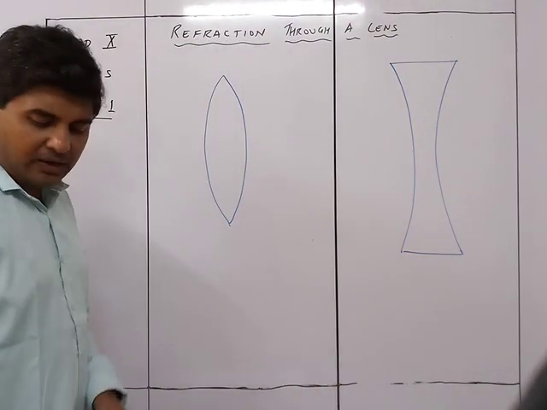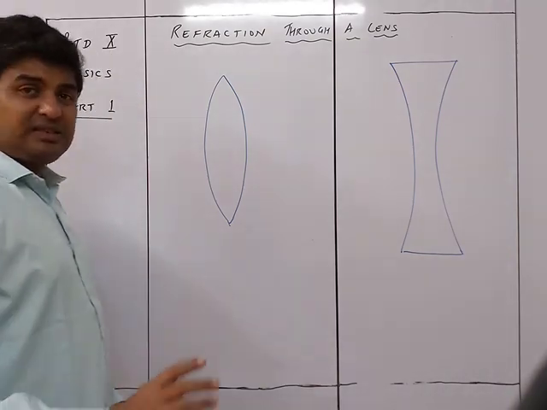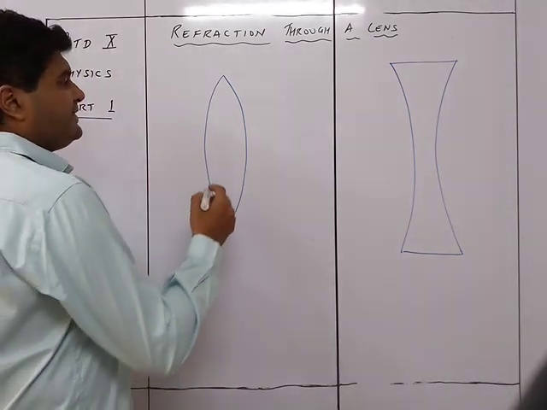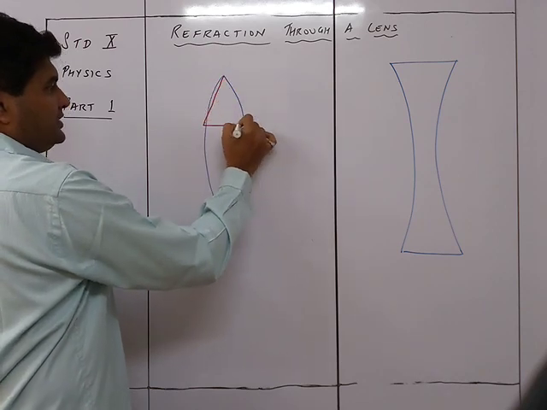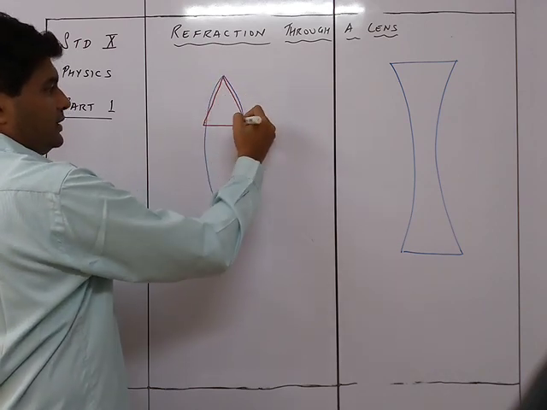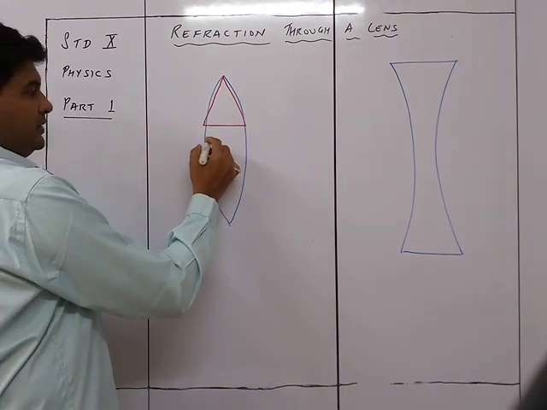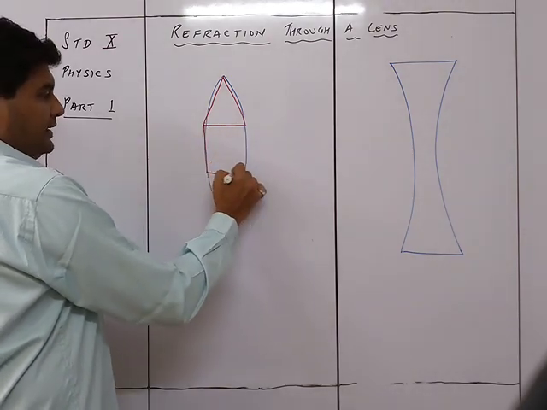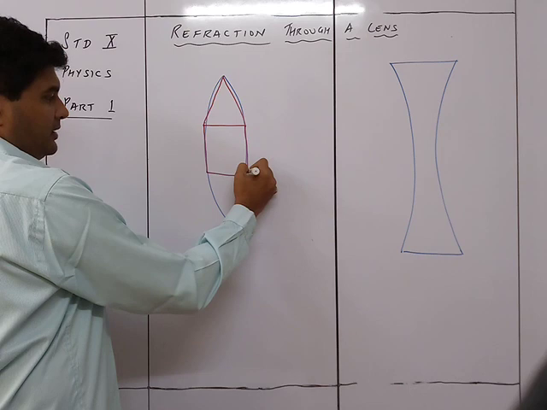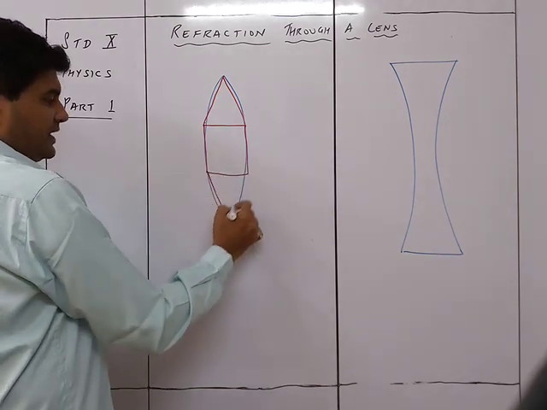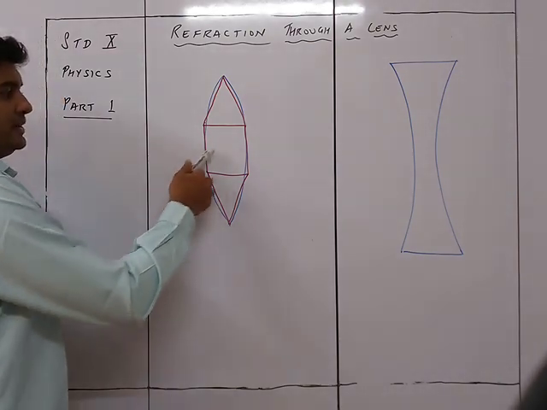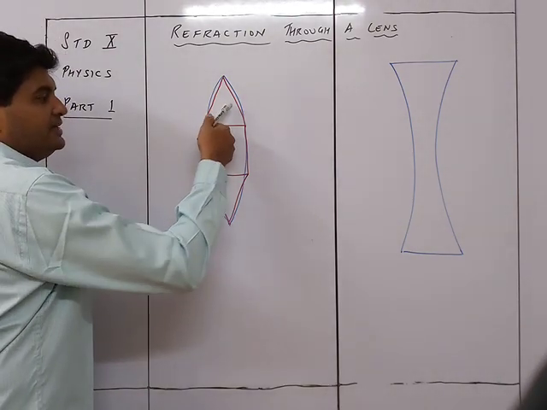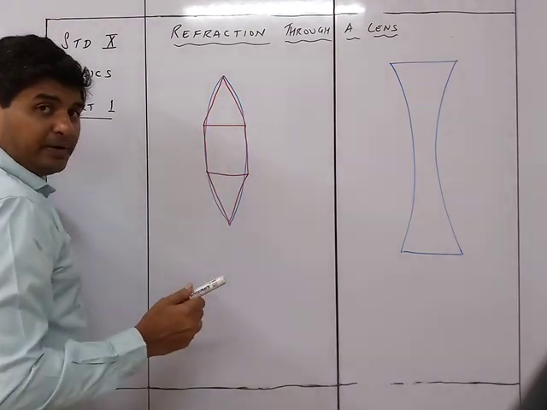If this particular lens is seen in a proper manner, you can easily make out that this particular part is almost triangular, considering it to be a prism. This much part is almost like a rectangle, and this is again a triangle. So you can see that this is a glass slab. These are the two prisms.